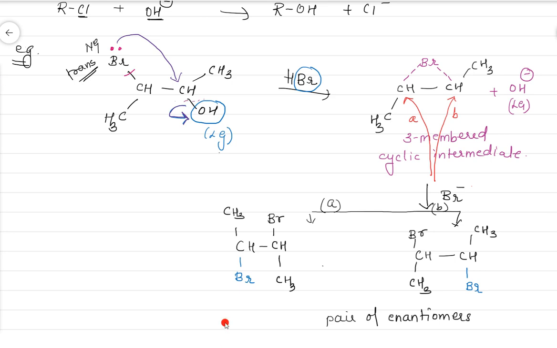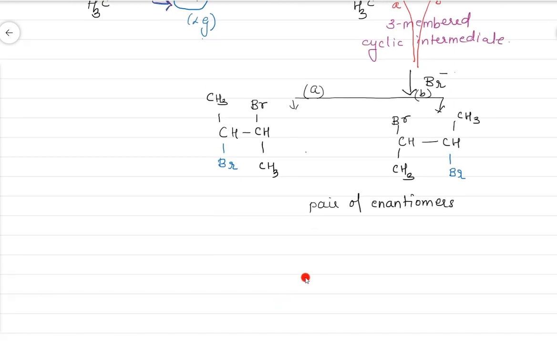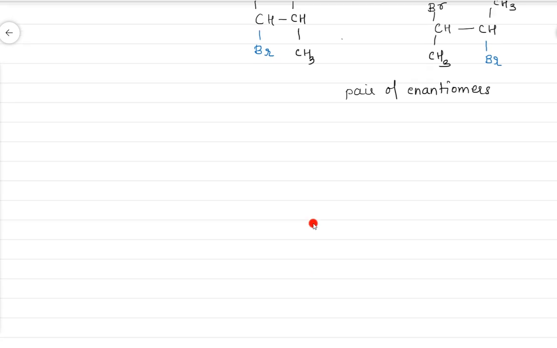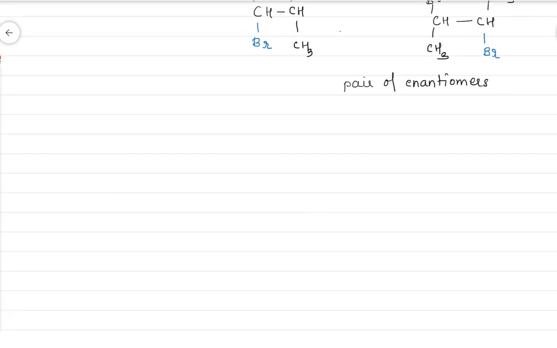A neighboring group is participating in the reaction. It is assisting the breaking of the bond between the leaving group and the carbon atom. Okay, and that is how the reaction is taking place much more efficiently and faster, right? So now let's see some of the characteristics or the important points in this.